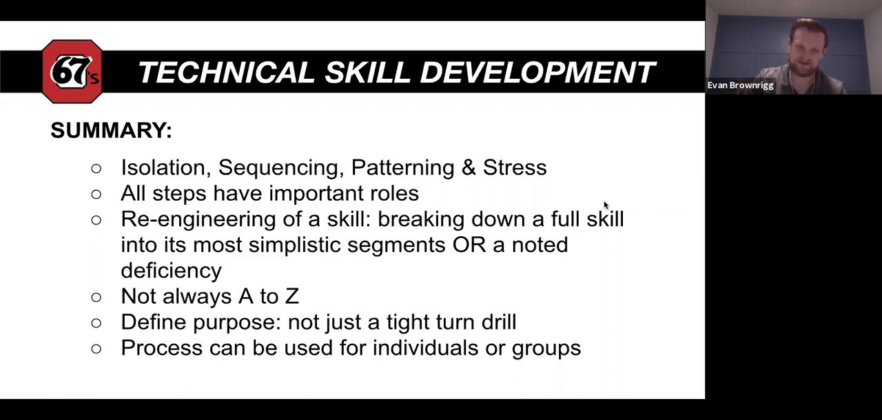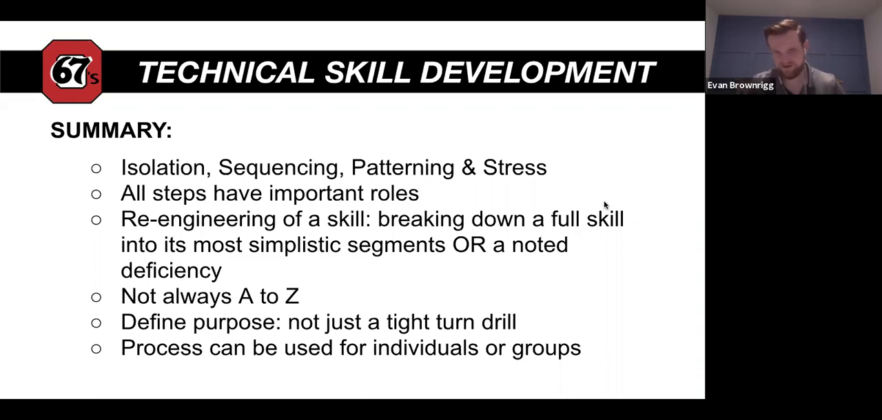That being said, it's not always an A to Z process. I showed the Keating example and the Maximovich example as if we went isolation, sequencing, patterning, and stress. But sometimes you'll go in isolation, you'll get into sequencing, and then you'll notice, oh, he actually needs to work on this. So let's go back and let's isolate this element. And then let's get back into our sequencing. Or sometimes, especially I find in the tactical standpoint, you might skip the sequencing step and just get straight into patterning.